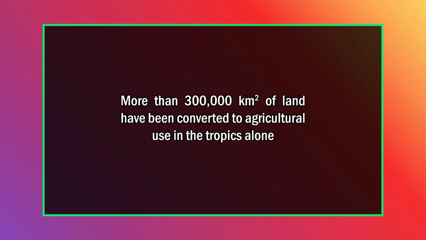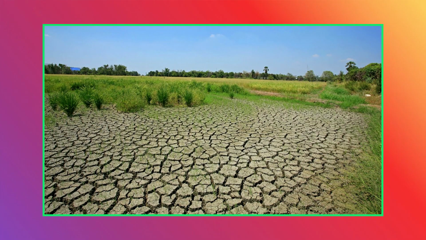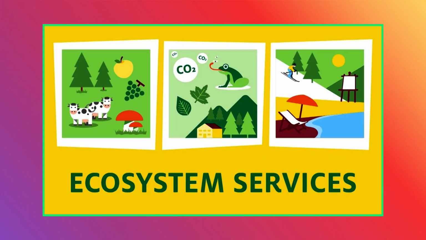More than 300,000 square kilometers of land have been converted to agricultural use in the tropics alone. This has led to inefficient use of resources, often resulting in degradation of land and ecosystem services.